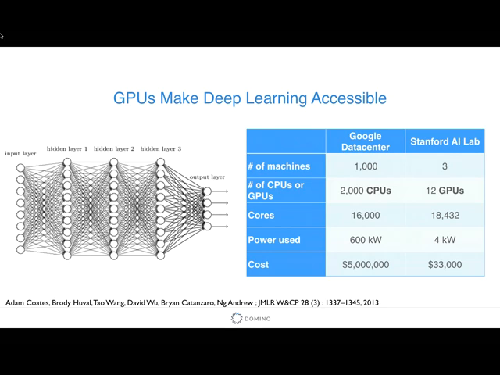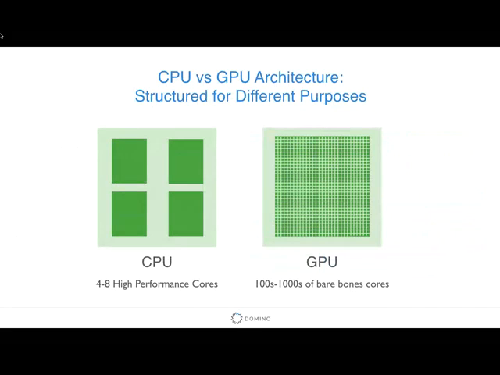And so what GPUs have done is make machine learning very accessible to the general audience. You no longer need to run a Google-type data center in order to do this. And the reason that GPUs can do this is because they're structurally different than a CPU. A CPU has at most 4 to 8 high performance cores, a typical one at least. And each CPU core is designed for very high-level, complex tasks.